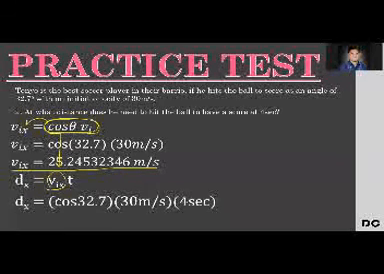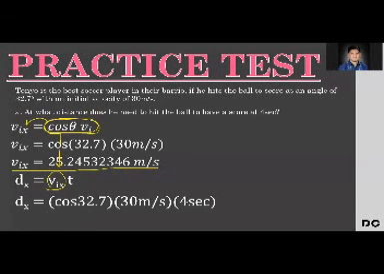So dx is now equal to cosine theta, so cosine 32.7 times v_i, which is 30 meters per second, then times time, which is 4 seconds. So ito, if hindi na necessary or hindi kasali sa tanong kung ano ba ang value ng v_ix, if you are only solving for dx, you can simply substitute cosine theta times v_i to your v_ix on the equation of your dx.